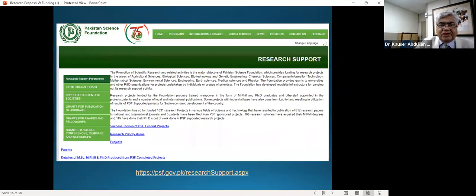The other organization which is involved in supporting research is Pakistan Science Foundation. They also have different grants, you see, to support the scientific societies, also grants for publication of journals, grants for awards and fellowships, grants to science.